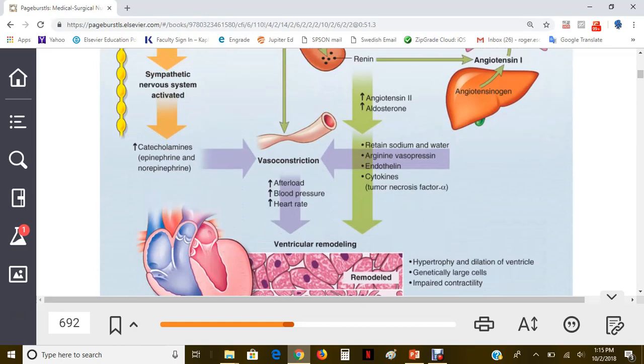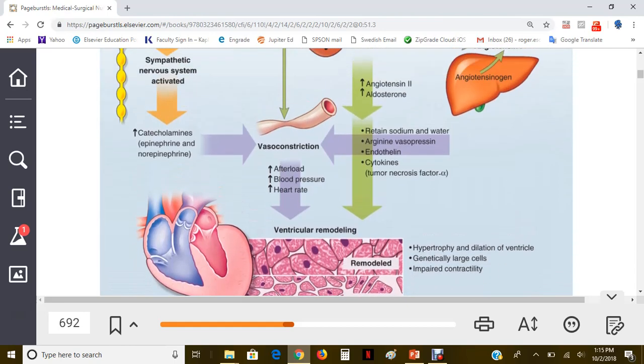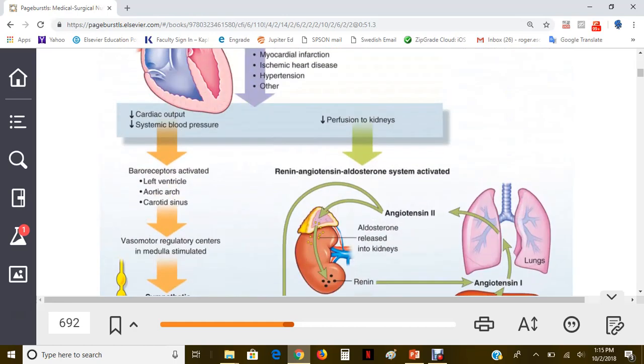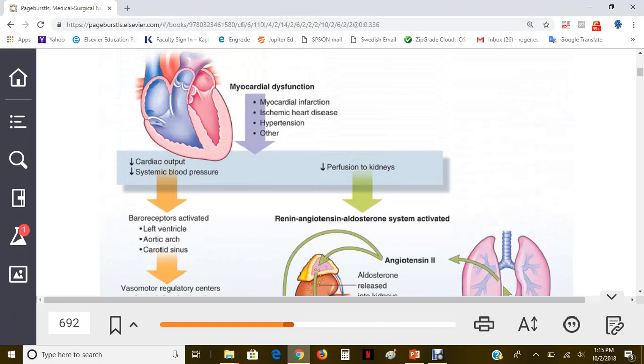So do we want to have this response, this sympathetic nervous system stimulation, to continue? The answer is no. Hence, one of the treatments for heart failure is a beta blocker, or more specifically, beta adrenergic blockers. We need to stop this event because this is not a very efficient way to respond to low cardiac output and low blood pressure.